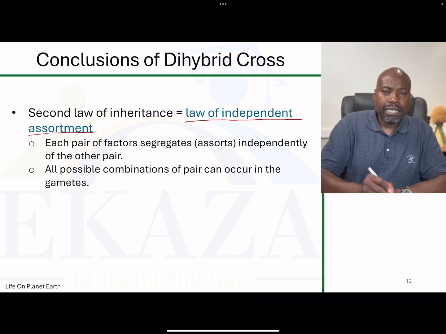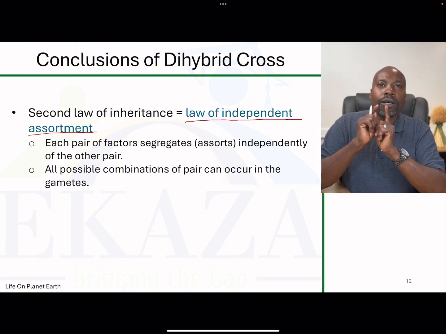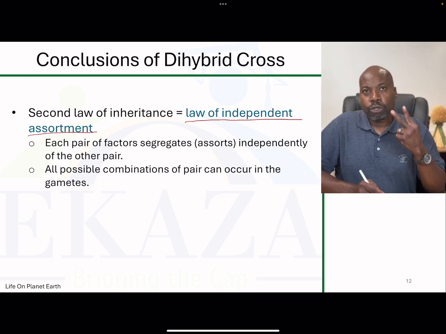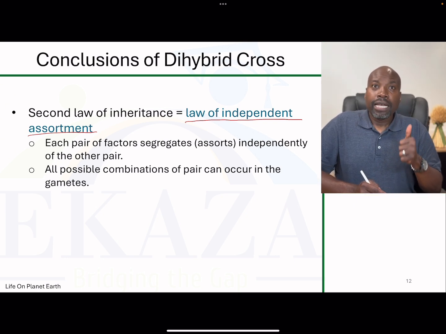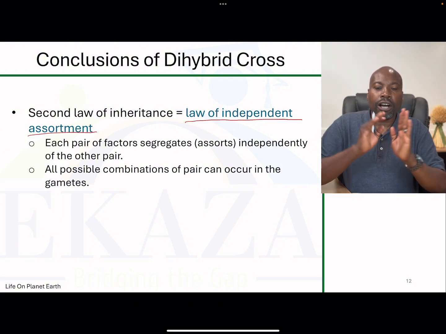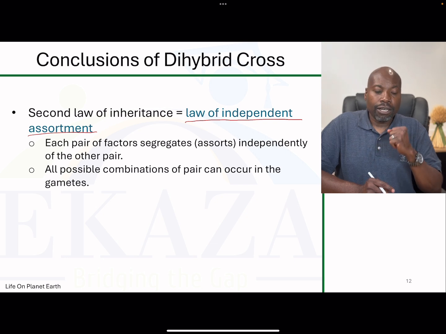That law of independent assortment explains the genetic diversity that we see in the population. So at this point, we have 2 laws. The first law is that the 2 alleles have to end up in 2 separate cells. That's the law of segregation, right?